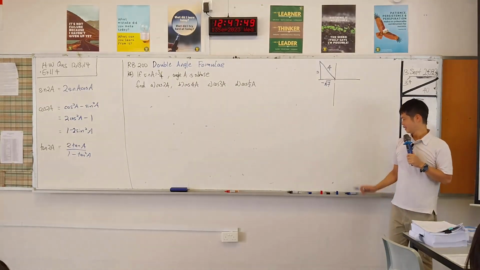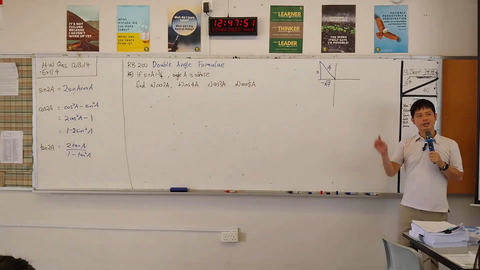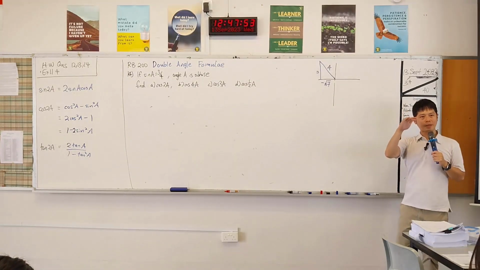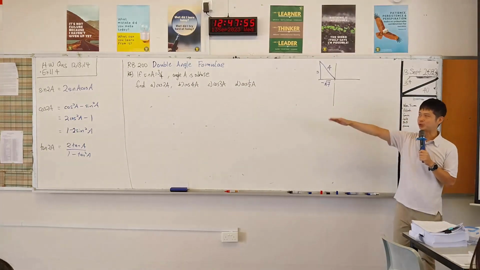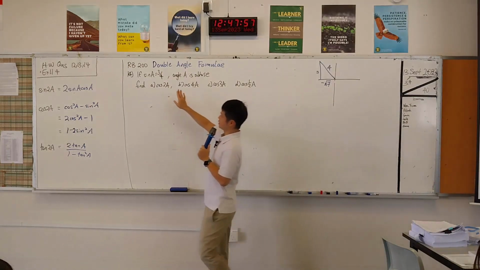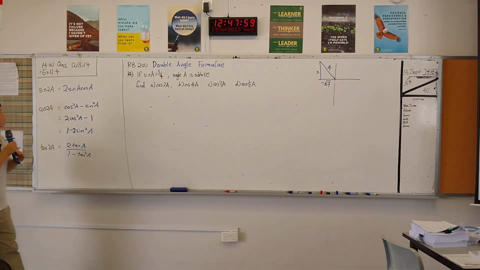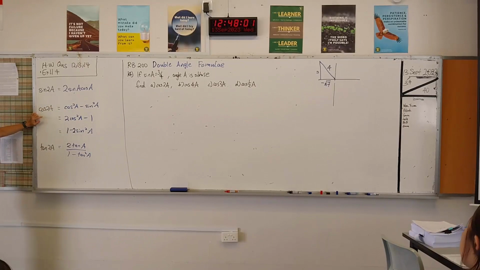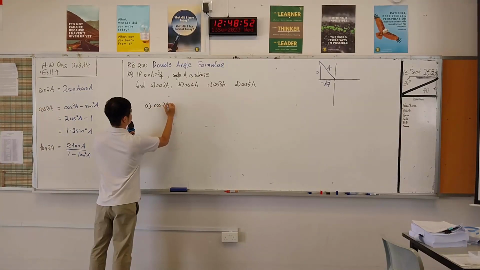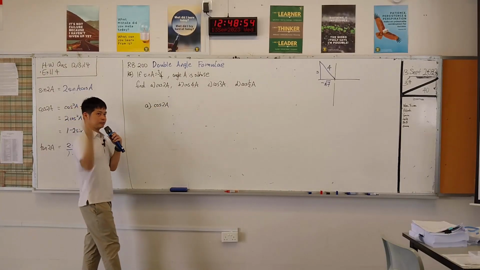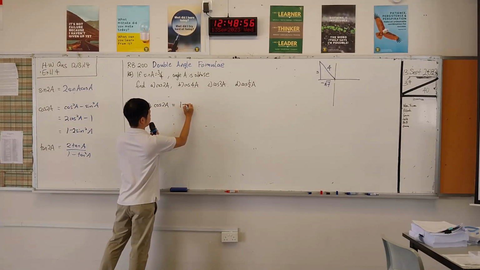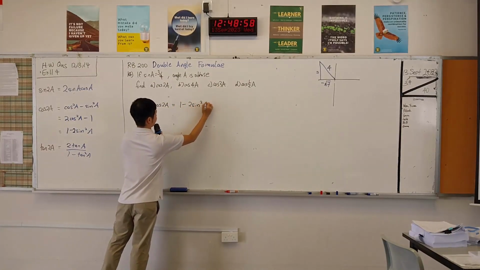Okay, let's start. Okay, like I said, now is the time for us to pick and choose. So let's look at this. Which one do we use? First one, second one, or third one? I need to use cosine 2a, right? The double angle. So I will choose 1 minus 2 sine square a.